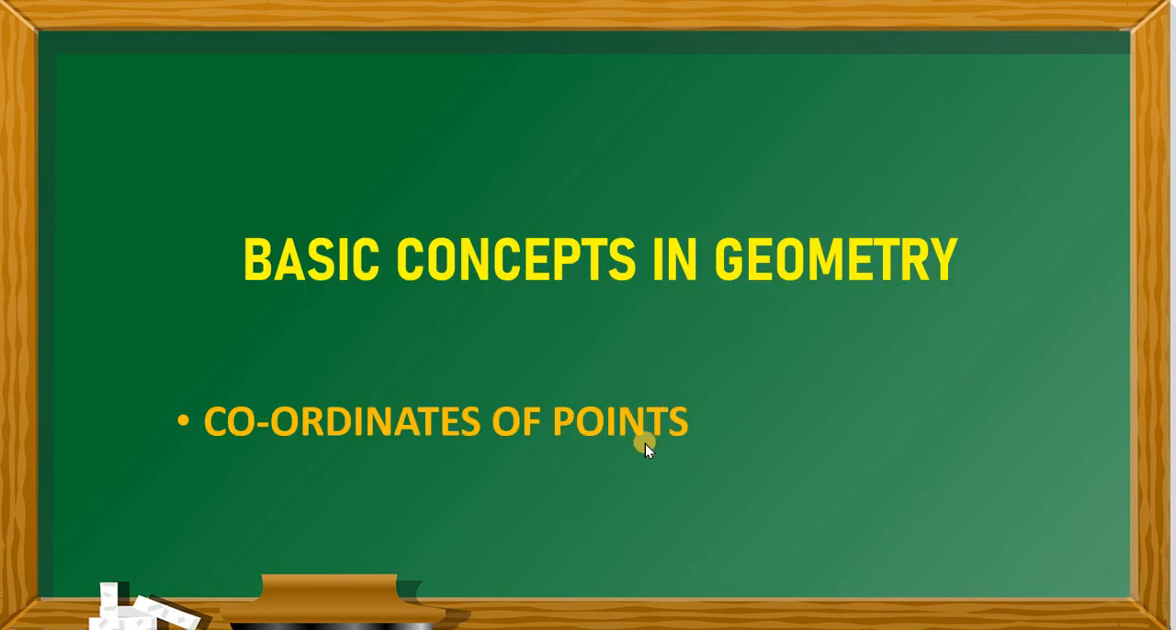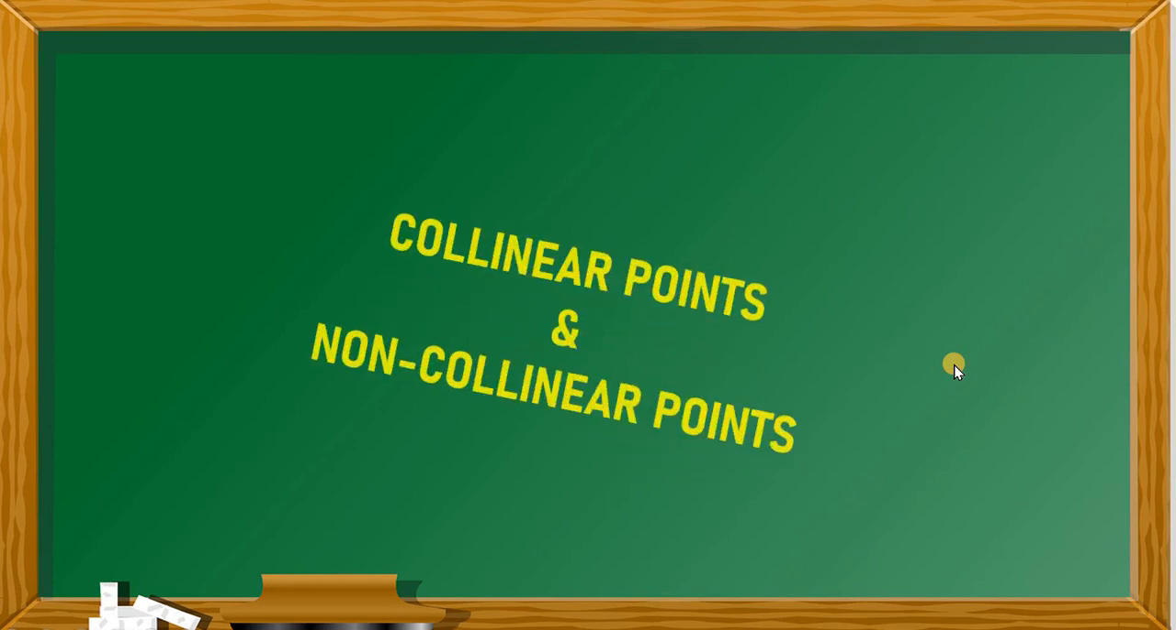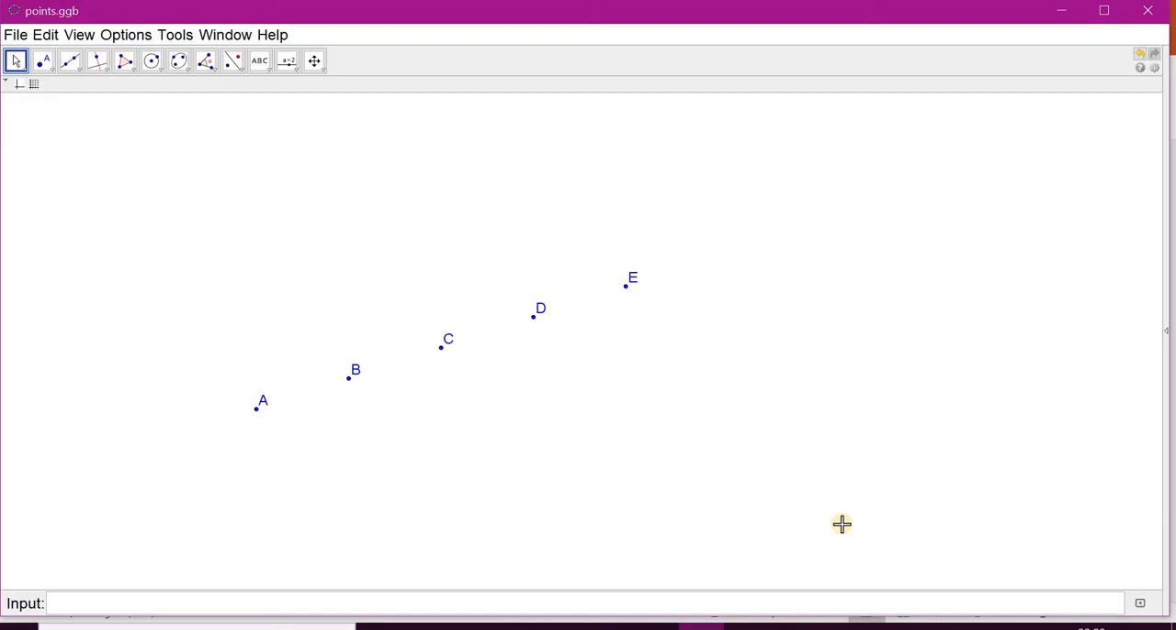Hello students, in the previous video on basic concepts in geometry, we had learned about coordinates of points and distance between two points. Today we shall be learning about collinear and non-collinear points. On this screen there are 5 points A, B, C, D and E. If I take a line passing through them, let's see what happens.